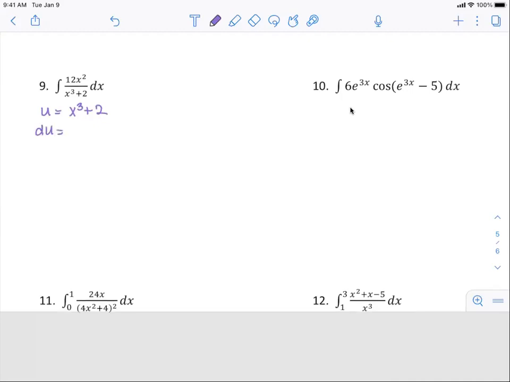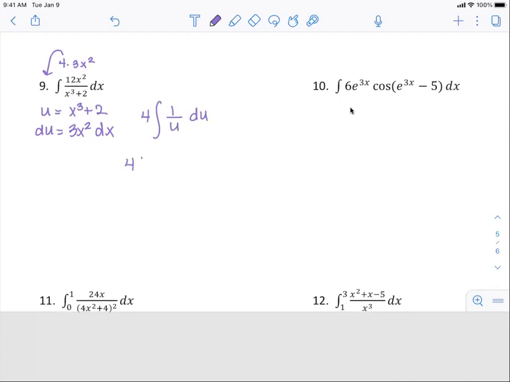That means du is 3x squared dx. Now, this is another weird one where we don't have the 3 just on its own, but we do have 12, and 12 is 4 times 3x squared. So we don't need to do any adjusting. We already have it. We can just pull the 4 to the front of the integral. So we get 4 times 1 over u du.